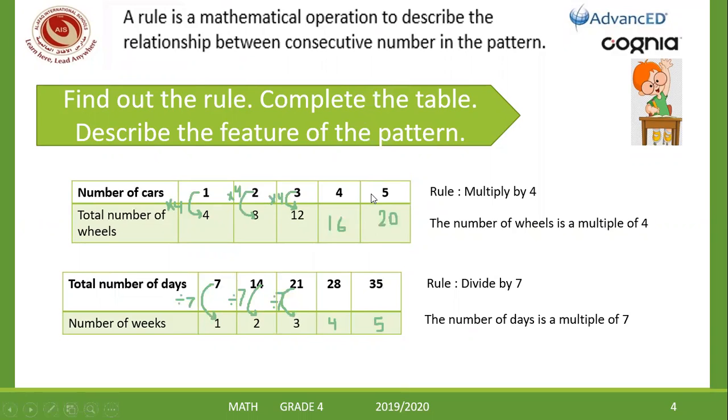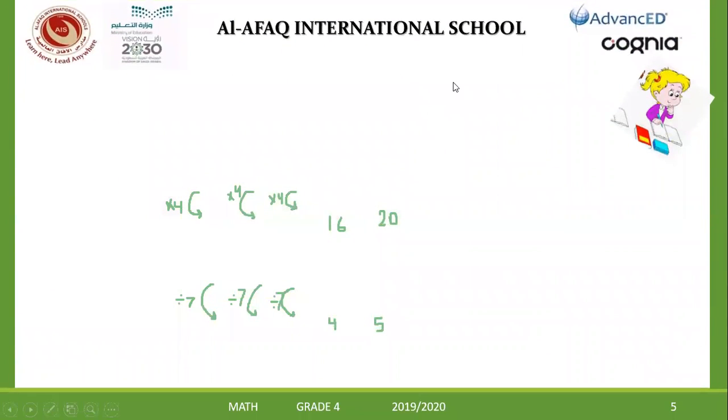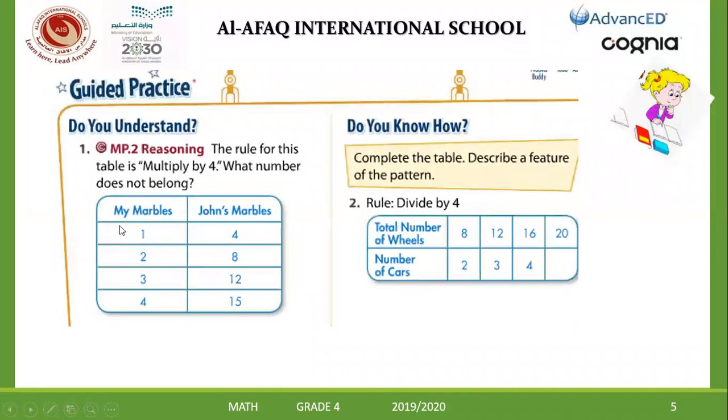With me in the book, on page 741, first question. The rule for this table is multiply by 4. What number doesn't belong?